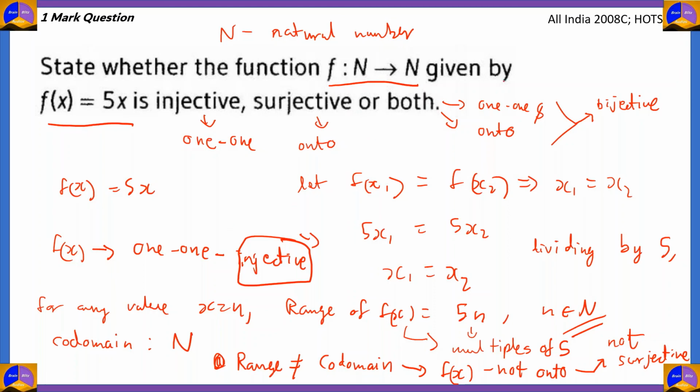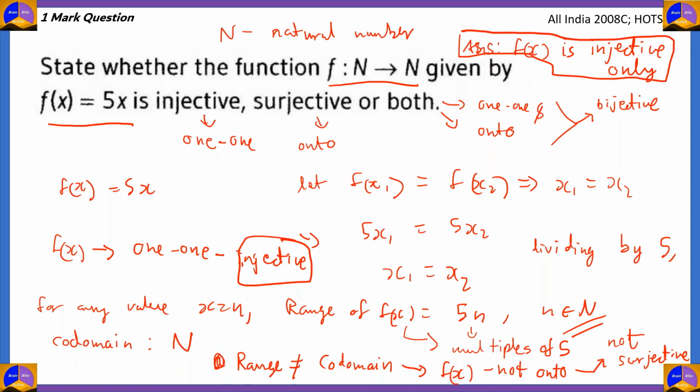So the right answer is that f of x is injective only. f is only an injective function. It is only a 1-1 function and it's not an onto function. So since f is not onto, it is also not a bijective function. So f of x is just a 1-1 function.